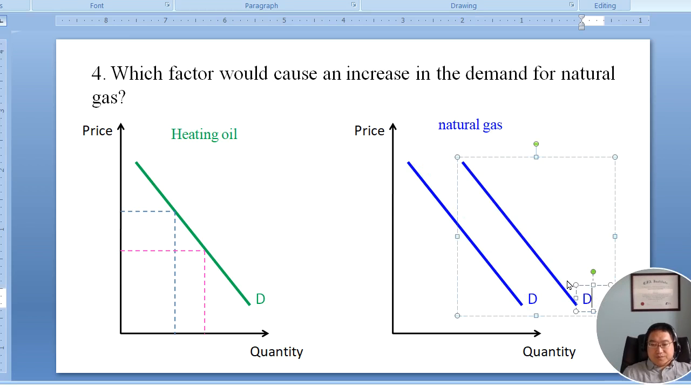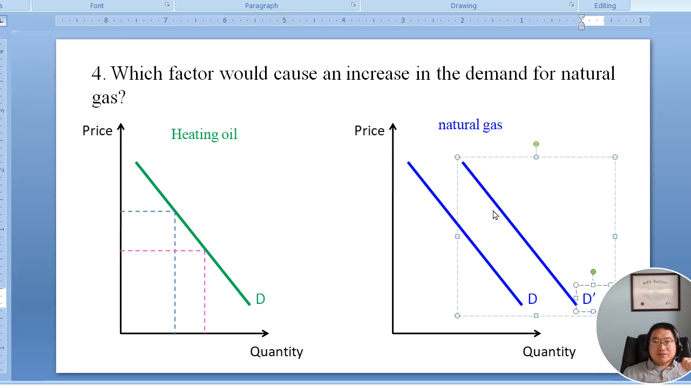And we can say this is the new demand curve. Then it has to be what? It has to be some kind of price change on the heating oil side, right? Either heating oil becomes more expensive, or heating oil becomes less expensive. And we have to base our reasoning on the relationship between these two substitutes. Okay, let's think about it.